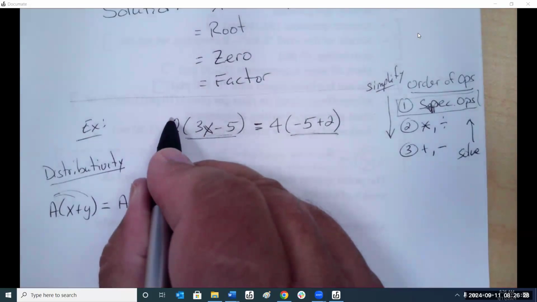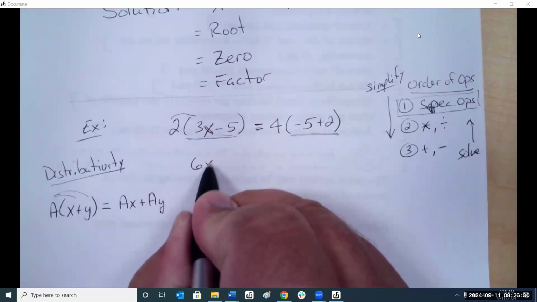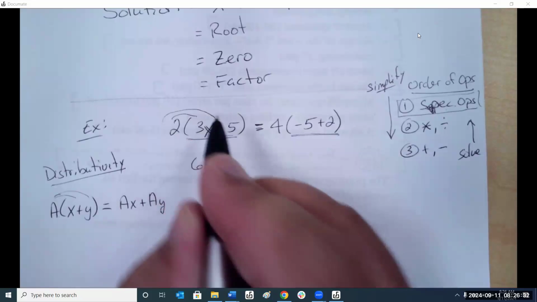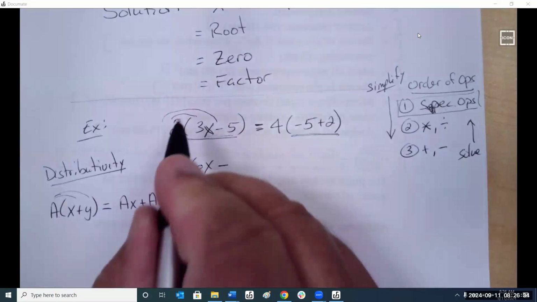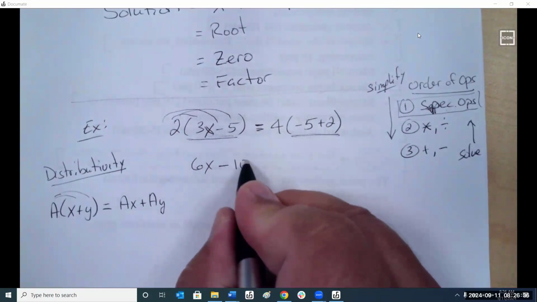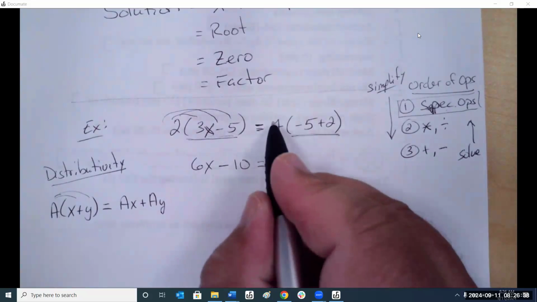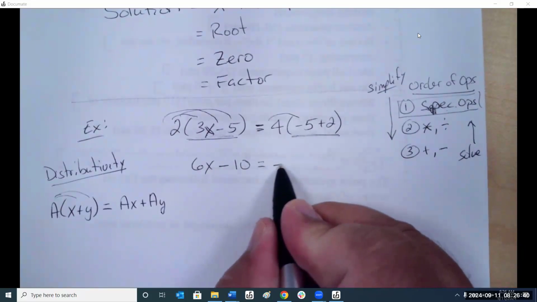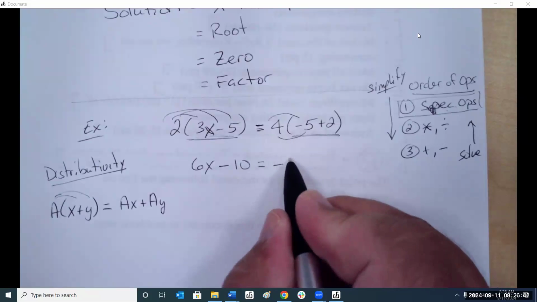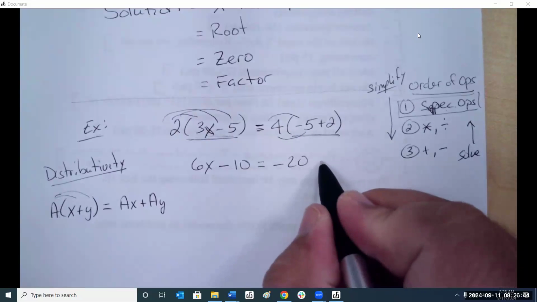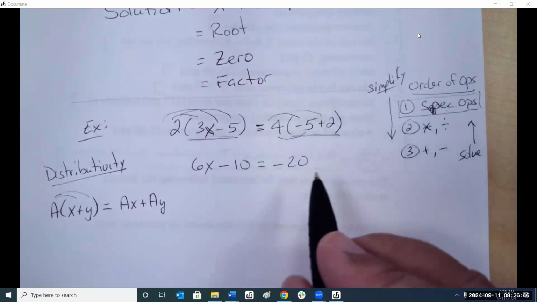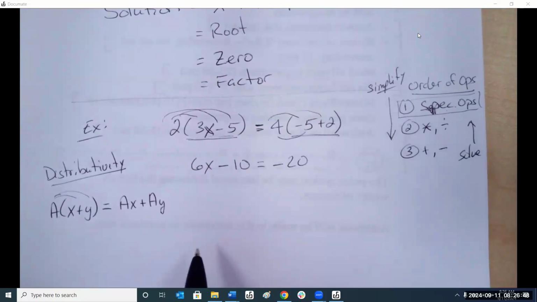So this first one becomes 2 times 3 is 6x. Positive times negative is negative. 2 times 5 is 10. Positive times negative is negative. 4 times 5 is 20. Positive of, hold it, bad, reverse.